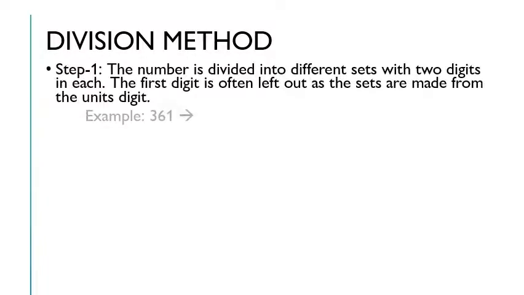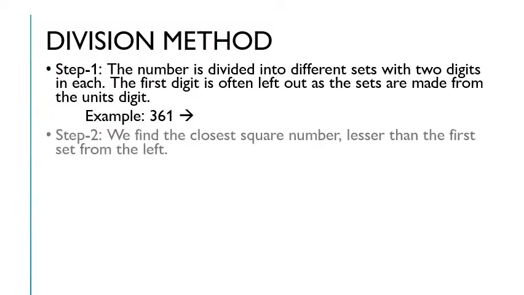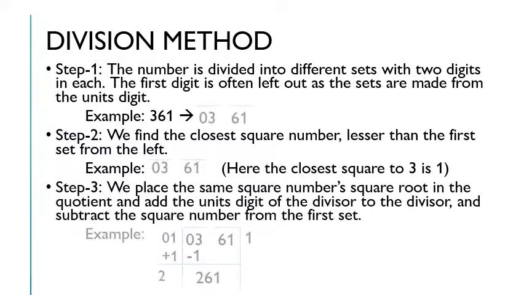So this method is the division method. In the first step, the number is divided into different sets with 2 digits in each. The first digit is often left out as the sets are made from the units digit. So if it's an odd-digit number like 361 here, the number is divided into 2 sets and it's taken from the units digit. So 6 and 1 come into one set and 3 comes into one set.